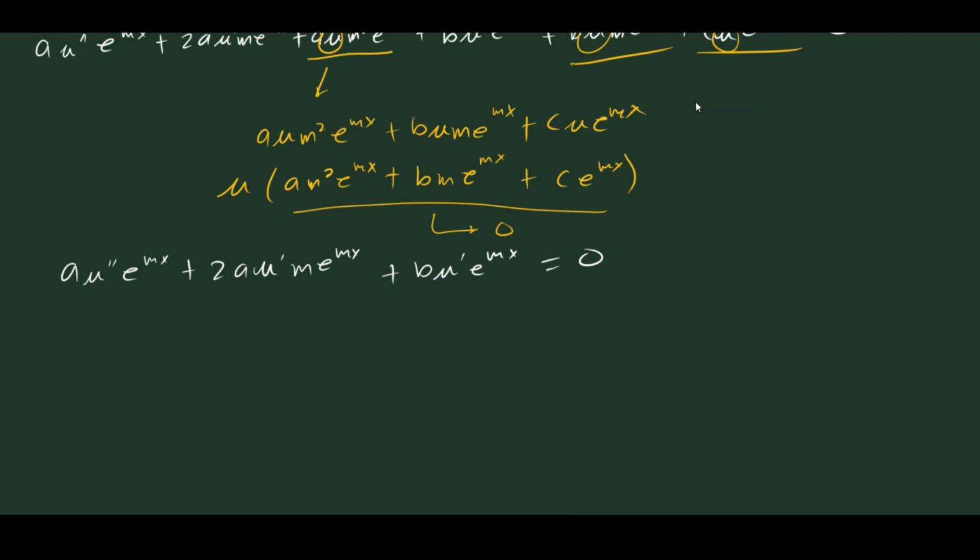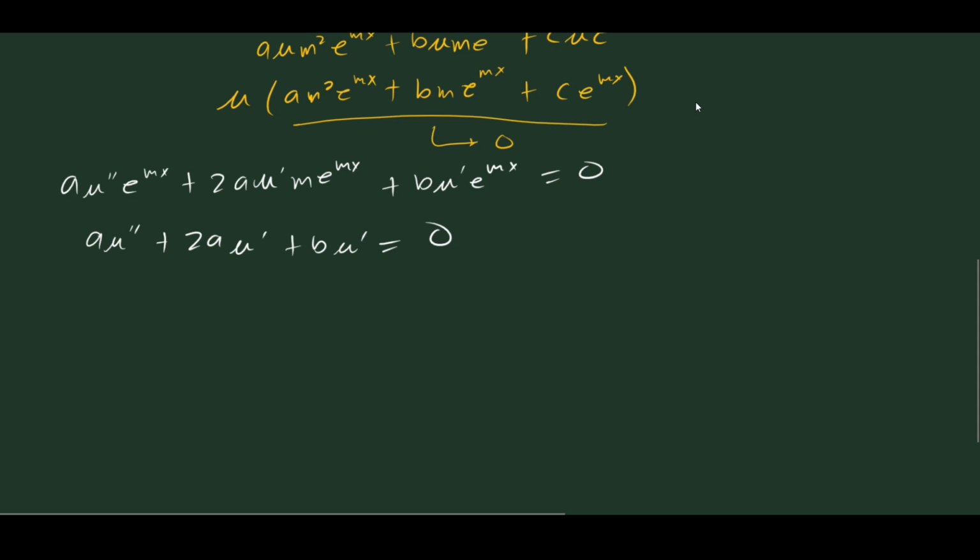Okay, so let us factor out. If we divide both sides by e raised to mx, we will be left with a u double prime plus 2a u prime plus b u prime is equal to 0. Now we can apply the reduction of order method, right? So let's let w be equal to u prime. So we have a w prime plus 2a w plus b w is equal to 0.